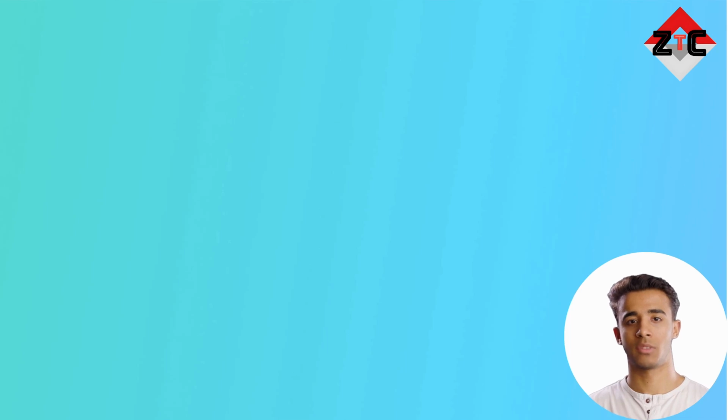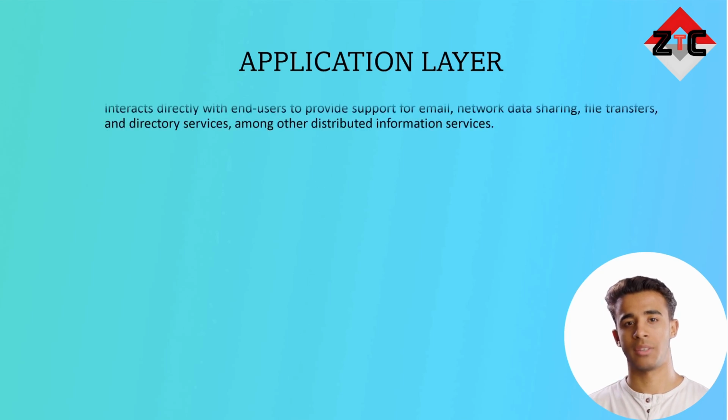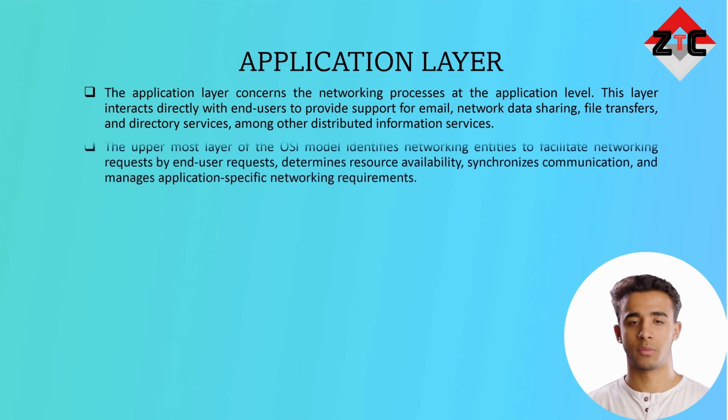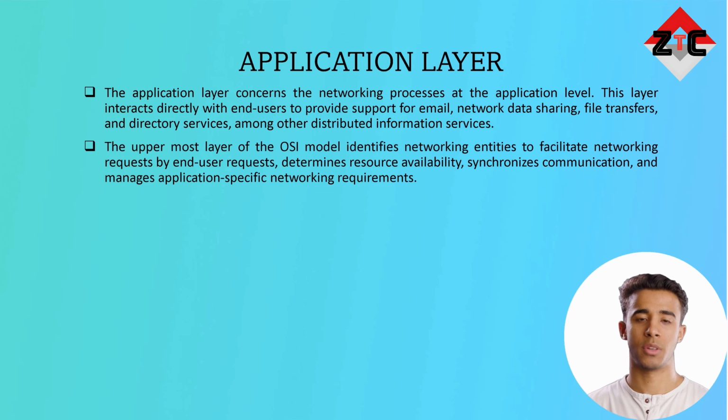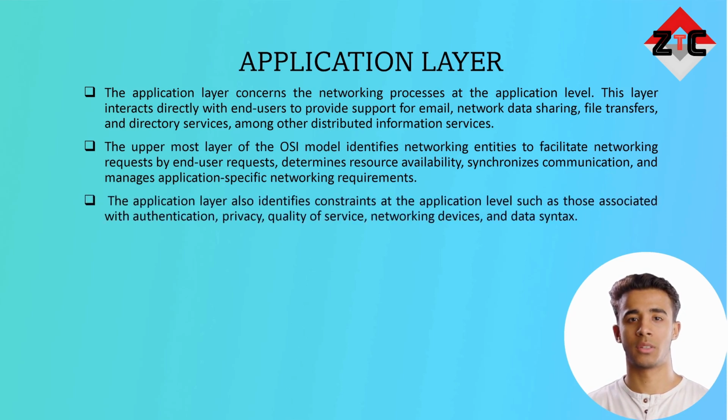The application layer concerns the networking processes at the application level. This layer interacts directly with end users to provide support for email, network data sharing, file transfers, and directory services, among other distributed information services. The uppermost layer of the OSI model identifies networking entities to facilitate networking requests by end-user requests, determines resource availability, synchronizes communication, and manages application-specific networking requirements.